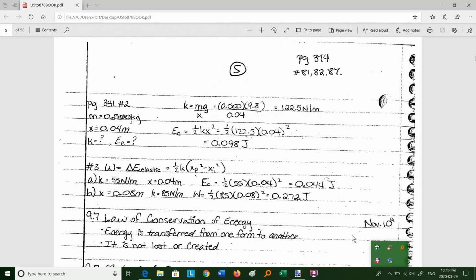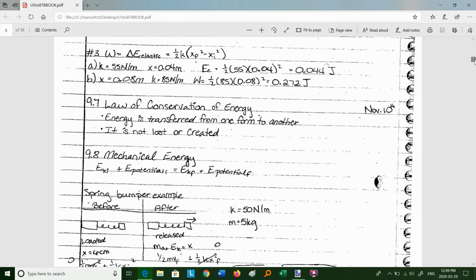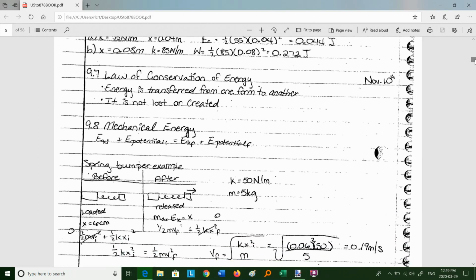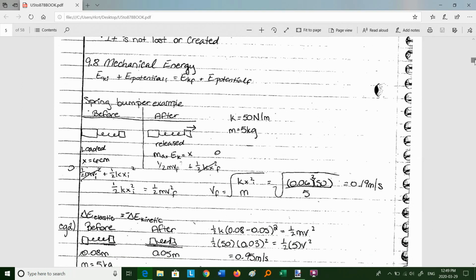So I'm on page 5 in our booklet. I'm not using the mini text anymore, so you don't need that for the rest of this lecture. And just to remind you, law of conservation of energy: energy is transferred from one form to another. It's not lost or created. Total mechanical energy, we looked at that. But sometimes there's other kinds of energies that show themselves in the conservation of energy idea.